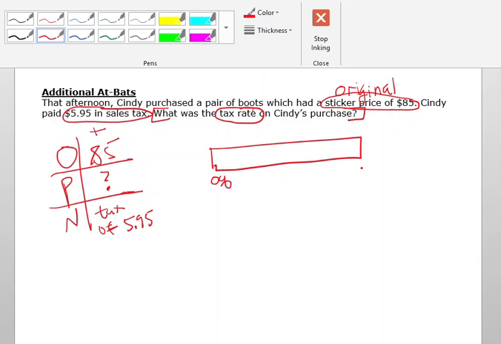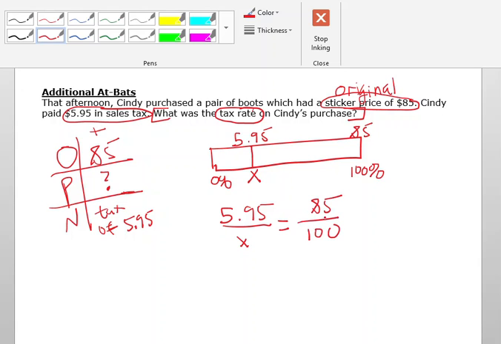All right, so on my percent bar here, I have my 0% way down here, my 100% way up here, my $85 here. Okay, now this is new, guys. I don't really know what my sales rate was, my percent was, but I do know that what I paid in tax was $5.95 over X. As I don't know the percentage, I'm looking for the percentage. That's my variable. So I'm going to go $5.95 over X is equal to 85 over 100. So I'm going to be left with cross multiply. I'll circle that here.